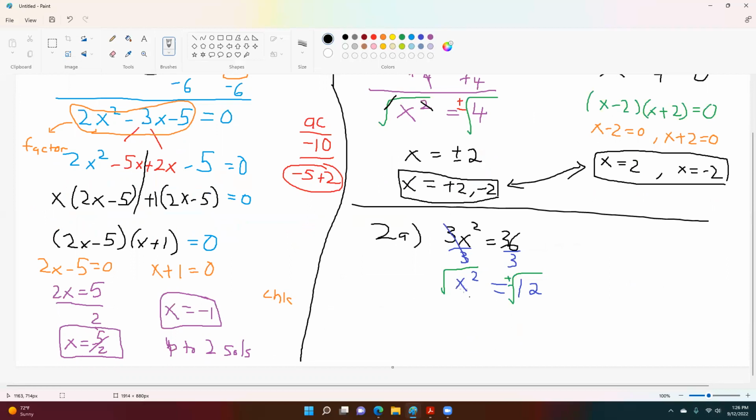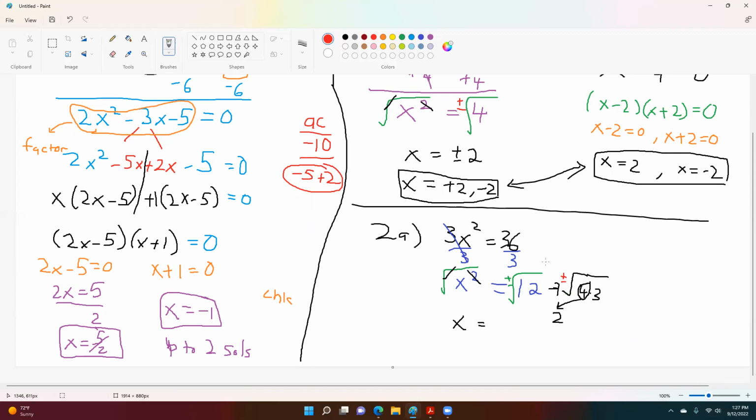The square and square root on this side will cancel out, so you get x. Now, last time you did root of 4, we know root of 4 is a perfect square of 2. However, 12 is not a perfect square, so you have to break it down. How do you break it down? We know that 12 is 4 times 3, and 4 is a perfect square of 2. Now, don't forget the plus minus is in front.